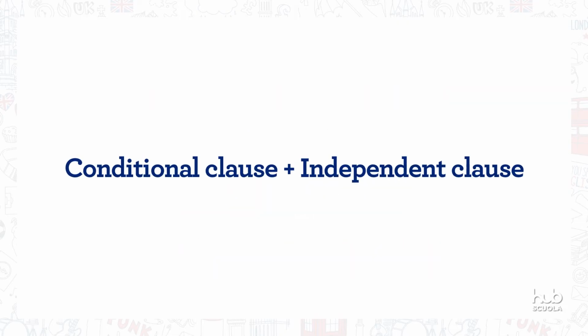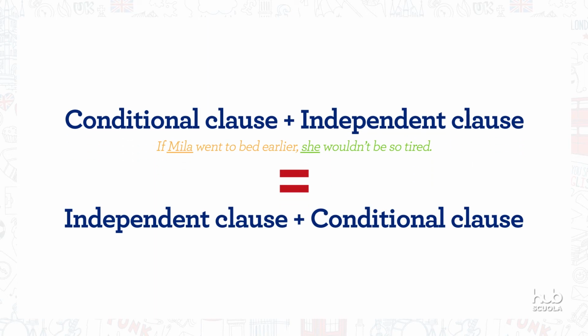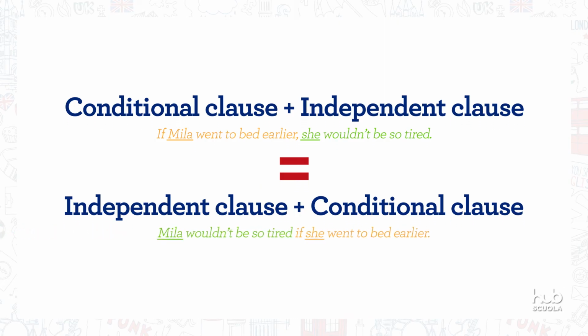In these examples, the conditional clause comes before the independent clause. If Mila went to bed earlier, she wouldn't be so tired. But we can also put the independent clause before the conditional clause. Mila wouldn't be so tired if she went to bed earlier.